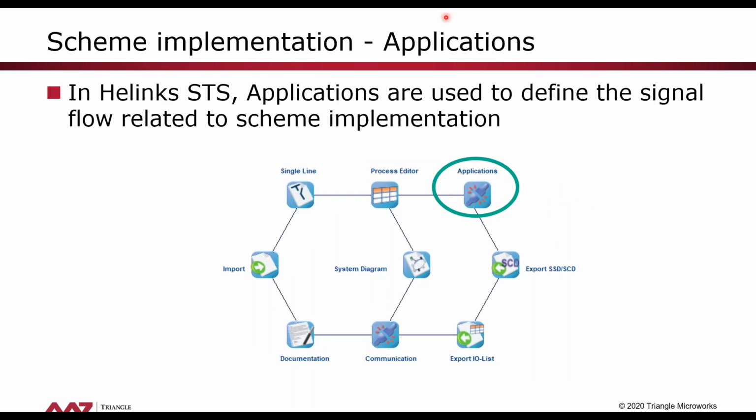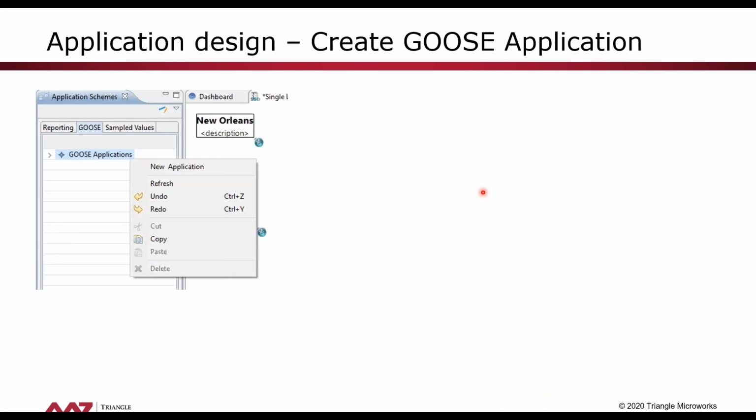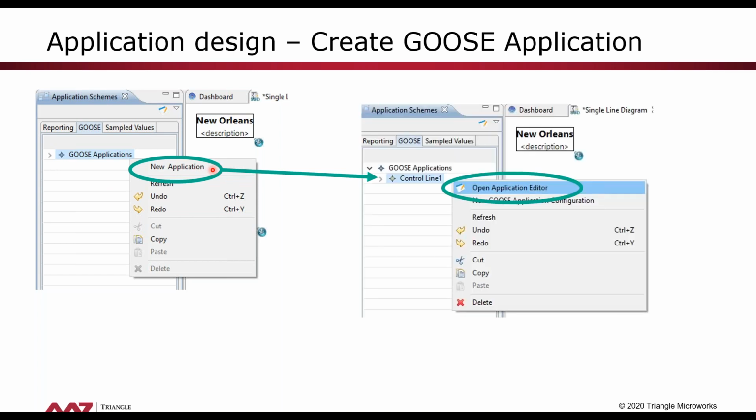We then do our application design, and that's another tool in the Helix STS, which is called applications. In that tool, we can create a scheme, an application, in the same way you would do in a conventional system, a drawing of wires between the devices. The only difference is now we are drawing virtual wires between the different functions. So the first thing is we create a new GOOSE application. We can then open the application editor, and we can create the application control for line 1.